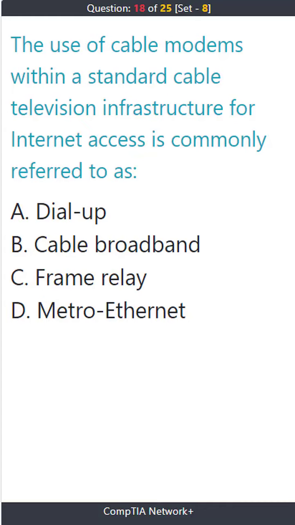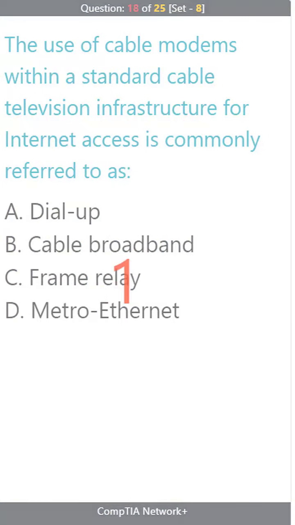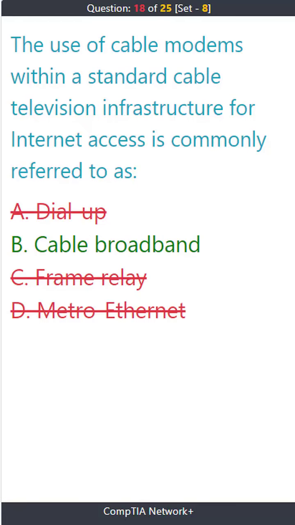Question 18. The use of cable modems within a standard cable television infrastructure for internet access is commonly referred to as A. Dial-up. B. Cable broadband. C. Frame relay. D. Metro Ethernet. The correct answer is B. Cable broadband.